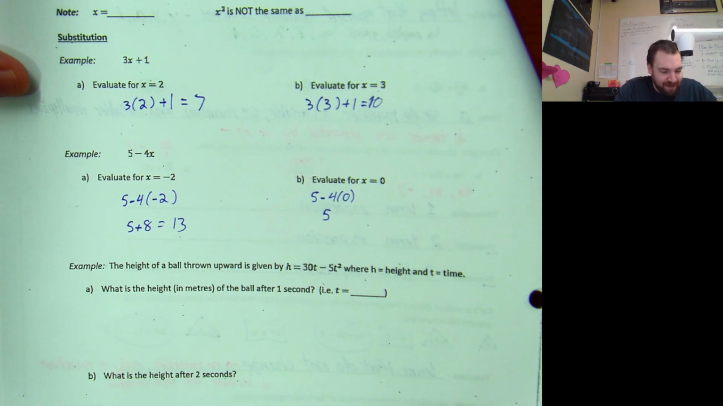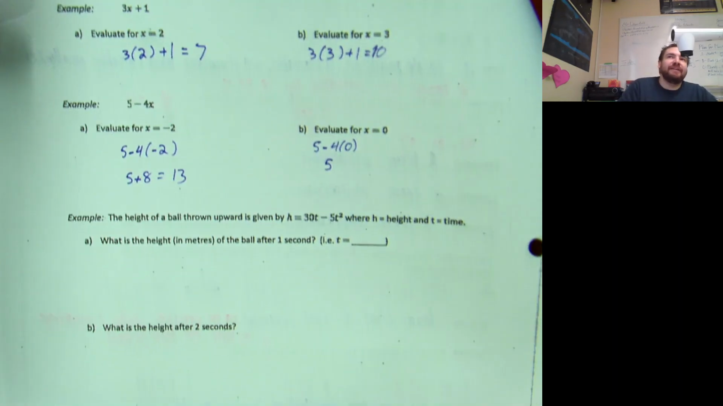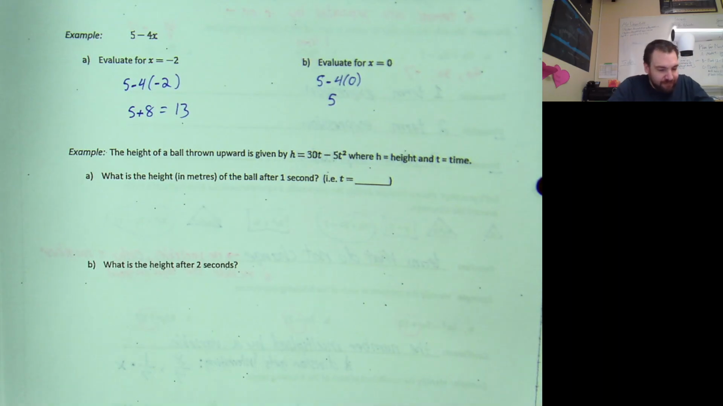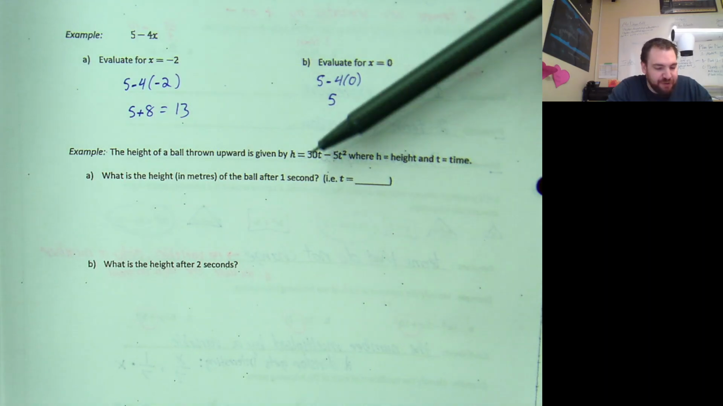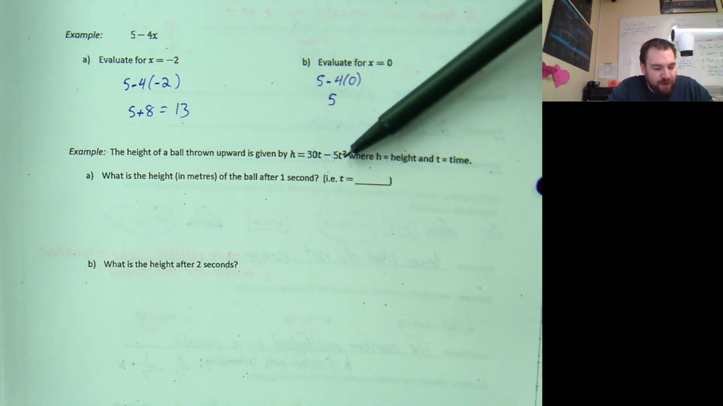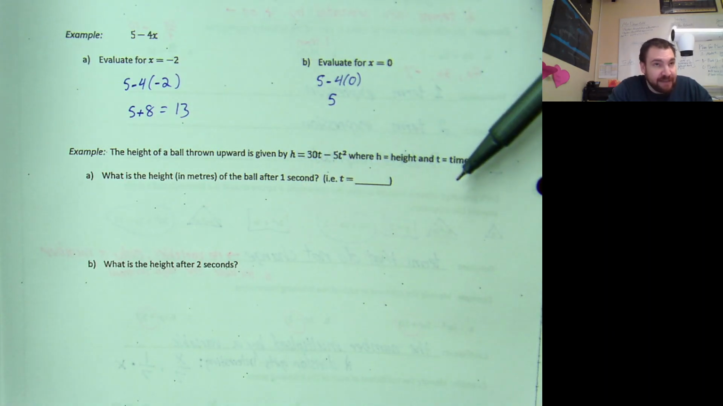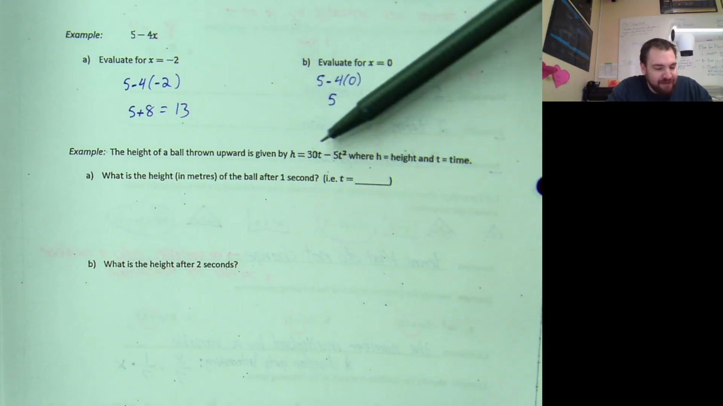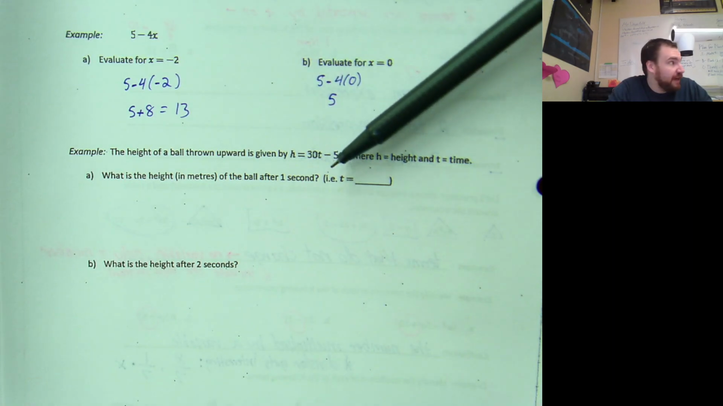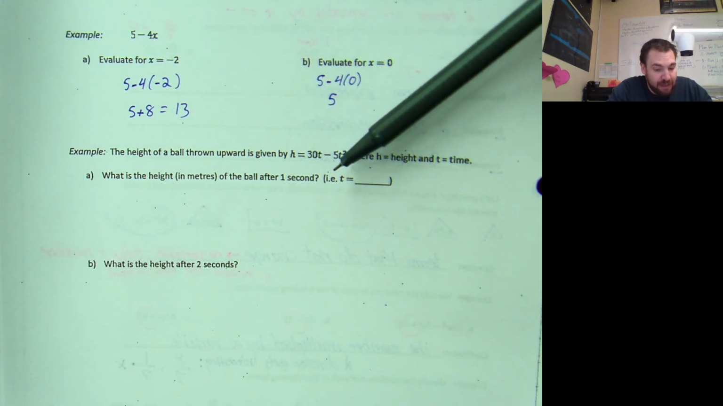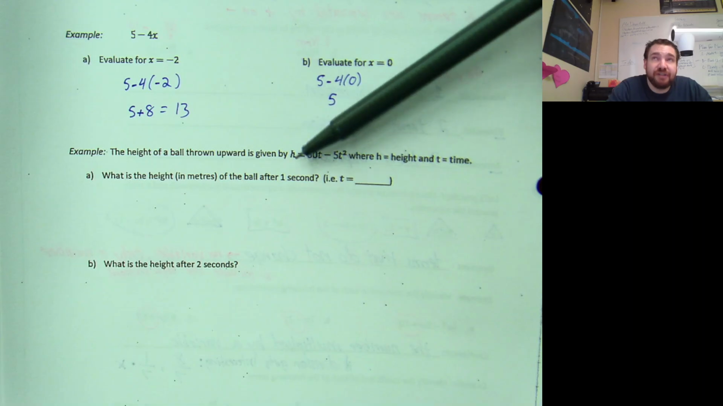Okay, last one. We're almost done here. Often we're going to get expressions here that are embedded into word problems. So you'll get the height of the ball thrown upwards is given by the expression h equals 30t minus 5t squared, where h is the height and t is the time. So as time is progressing, the height of the ball is changing given this equation here.